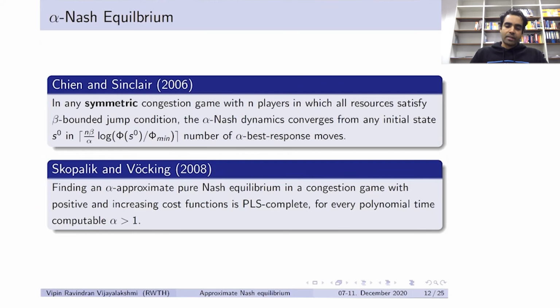Skopalik and Vöcking show that for any alpha greater than 1, for any polynomial time computable alpha, there always exists a congestion game in which computing an alpha approximate pure Nash equilibrium is PLS-complete. They show congestion games with arbitrary cost functions that do not have an alpha approximate pure Nash equilibrium that can be computed in polynomial time. Now that brings us to the question: what if we restrict the cost functions in congestion games to a certain class? In their construction, they use arbitrarily steep cost functions. But let's say we restrict these cost functions to a certain class. Then can we compute a good approximate pure Nash equilibrium in polynomial time?